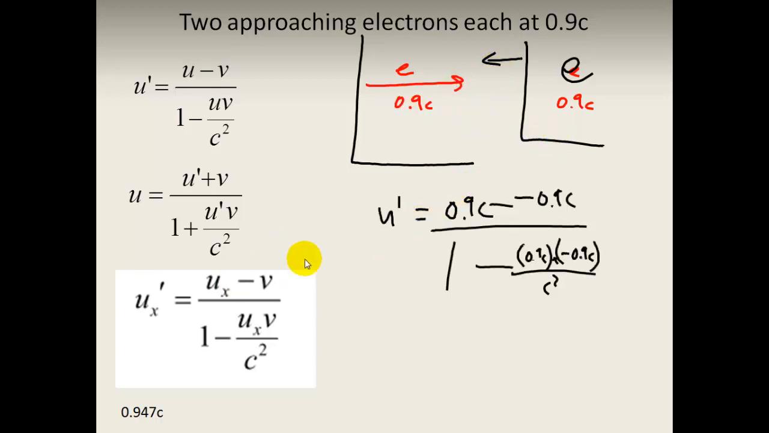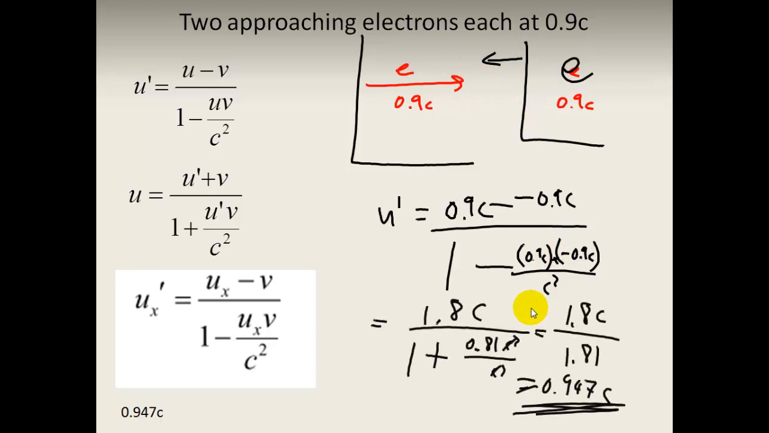So we take this equation. u prime, which is their measurement of our electron, is 0.9c because that's our measurement of our electron relative to our frame of reference, minus negative 0.9c, which is the measurement of their frame of reference relative to us, divided by 1 minus 0.9c times negative 0.9c, because remember the v is going backwards, divided by c squared, and we will end up with an answer of 0.947c. So you should try that out and see if you end up with the same value.